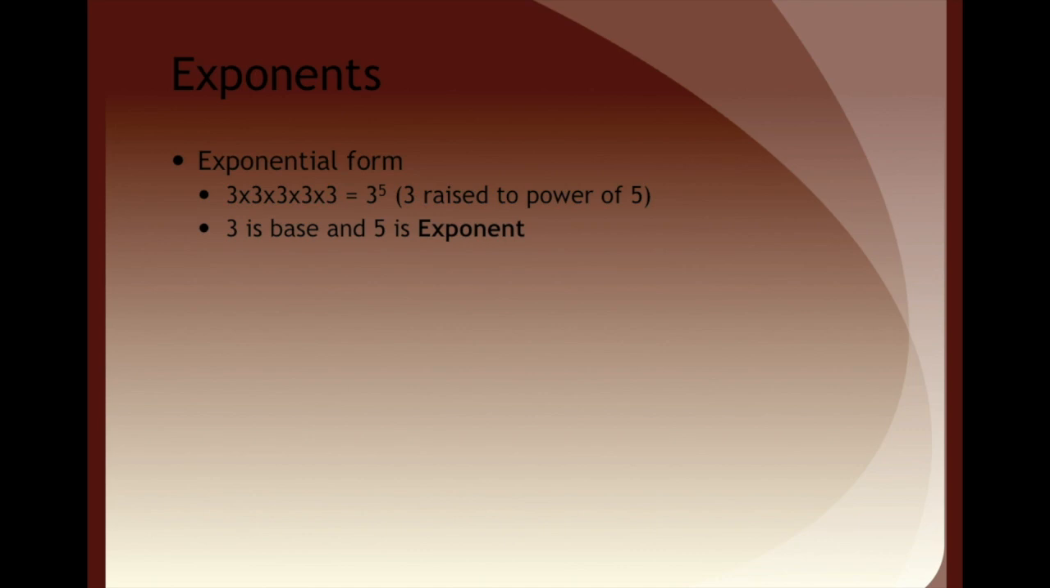From the given example you can see that we are writing 3 into 3 into 3 into 3, 5 times, which can be represented in a simple form called 3 raised to power 5, because 3 is being repeated 5 times. So power is the repetitions and 3 is the number which is being repeated. So in this particular case we call 3 as base and 5 as exponent. Why are we doing this?